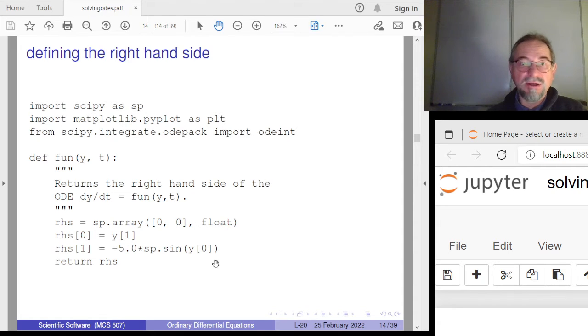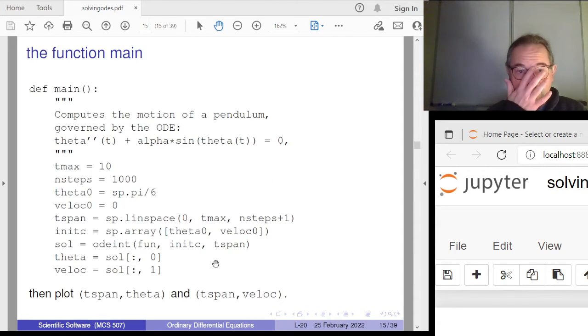And that's it. So once we have this, we can call the odeint after determining the parameters. So we work with a time span of 10,000 steps. We are running again, the initial angle is pi over 6, with an initial velocity 0. We have a time span vector and also a vector with the initial conditions.